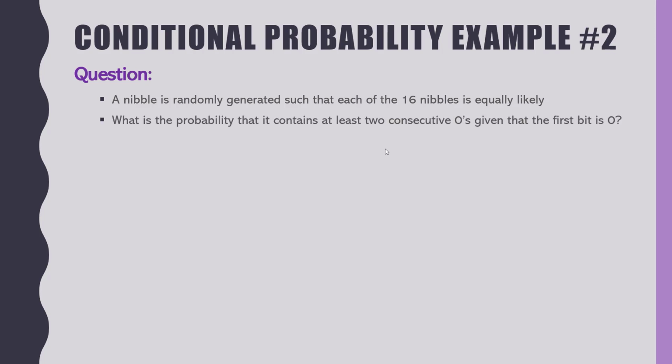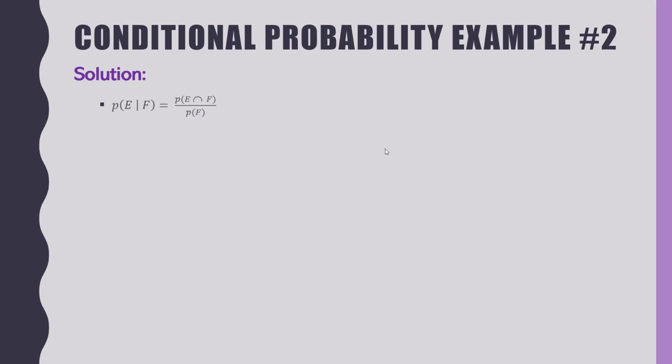What is the probability that it contains at least 2 consecutive zeros given that the first bit is a 0? So how do we think about this? Let's again look at our overall sample space. Now remember, our full sample space is all 16 nibbles, but we're going to narrow that down to a portion of that to be our new sample space because we're doing a conditional probability.